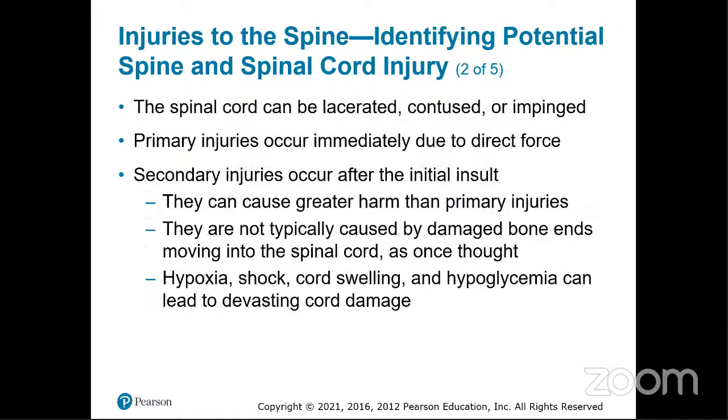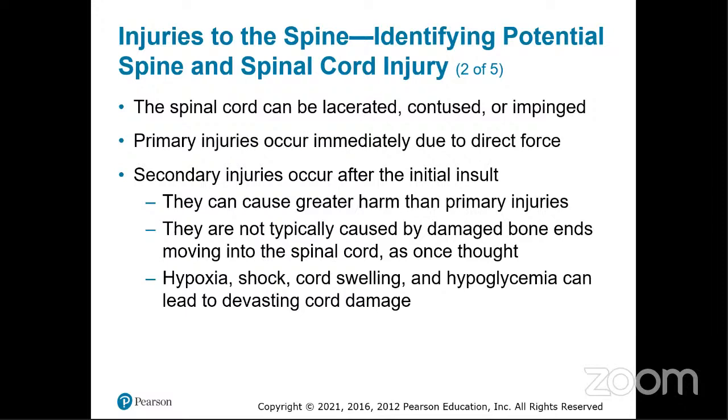Okay. We've already talked on a lot of this. It can be lacerated, it can be contused or pinched. And pinched is just a fancy way of saying it's swollen so much that now it's pinched against the back. A lot of the times you hear somebody with a back injury say, oh, I just have a pinched nerve. And that's what they're talking about.